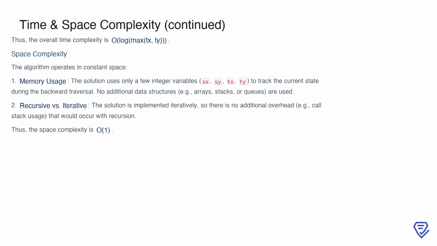Moving on to space complexity, the solution is designed to operate in constant space. This is because it only uses a few integer variables, sx, sy, tx, and ty, to track the current state during the execution. Unlike approaches that require data structures like arrays, stacks, or queues, this algorithm avoids any additional memory overhead. Furthermore, the implementation is iterative rather than recursive, so there is no need to account for a potentially large call stack, which could occur in a recursive solution. As a result, the space complexity of this approach is O(1), making it extremely space efficient.